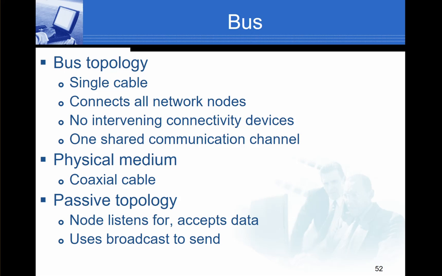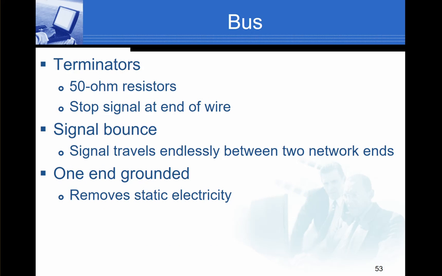Again, bus we're not going to spend a lot of time on because it does really not exist, and I don't know of any place that does. So if you do find one, it's time to replace it. It has to have a terminator on each end. If it doesn't have a terminator, then electricity can bounce back and it can cause data corruption in here. So you need to have that. It's called a signal bounce.